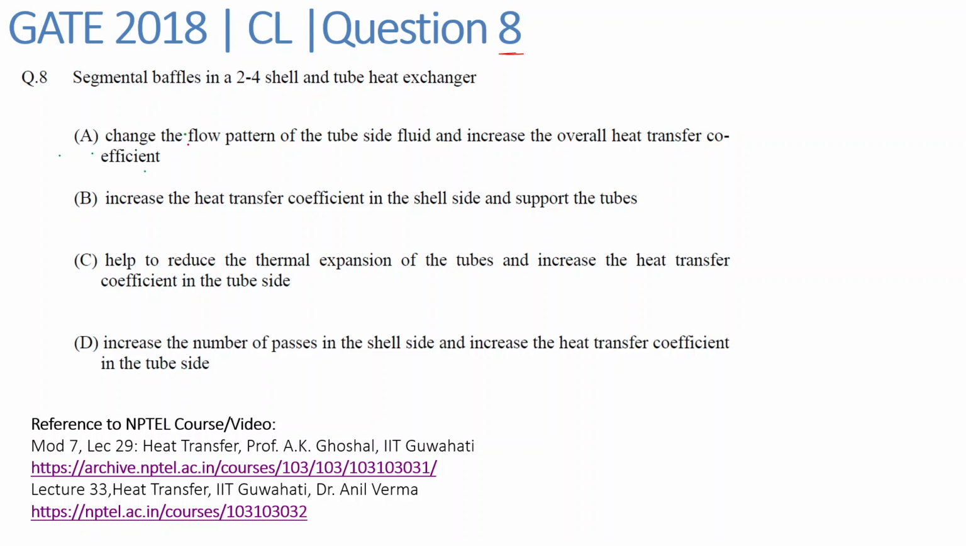The first option is change the flow pattern of tube side fluid and increase the overall heat transfer coefficient. Second option is increase the heat transfer coefficient in the shell side and support the tubes. Third option is help to reduce the thermal expansion of the tubes and increase the heat transfer coefficient in the tube side. And the last option is increase the number of passes in the shell side and increase the heat transfer coefficient in the tube side. So we have to choose the correct reasoning for why we keep segmental baffles in a shell and tube exchanger.